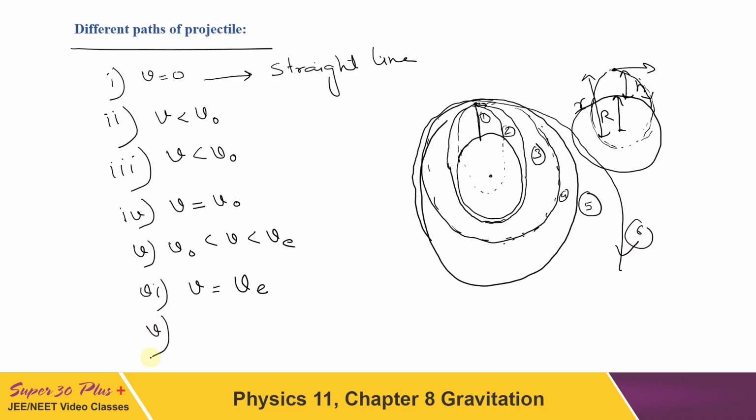The next and the only remaining case is when v is more than the escape velocity. Of course, this time also it will escape from Earth's gravitational attraction and will have some non-zero velocity with which the particle will be moving in interstellar space or interplanetary space. So these are all the cases with which a projectile can be projected with different velocities, and the path taken by the projectile in all the cases.